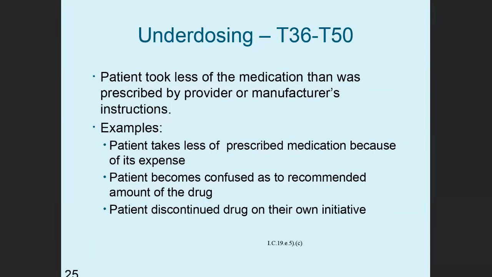Now let's move on to underdosing. The patient took less of the medication than was prescribed by the provider or the manufacturer's instructions. So why would they do that? Well, a patient may take less because it's too expensive. A patient may take less than prescribed because they get confused as to how much they're supposed to take. Or sometimes the patient will say, hey, I'm feeling better, I'm going to stop this, I'm not going to complete all of the drug prescribed. In which case the condition often returns.